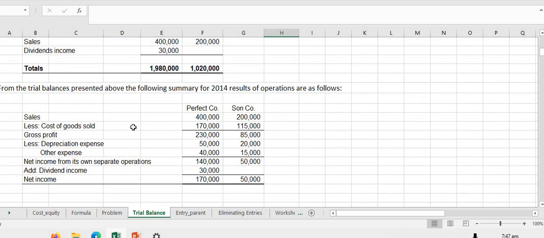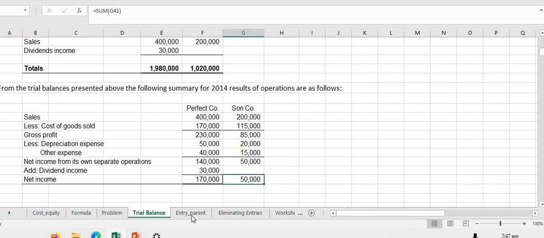Also, from the trial balances presented, this is the income statement of the parent and of the subsidiary. So we have sales, cost of goods sold, gross profit, expenses. So determine the net income from all operations, then add the dividend income. Therefore, the parent reported net income of 170,000 and subsidiary reported net income of 50,000.